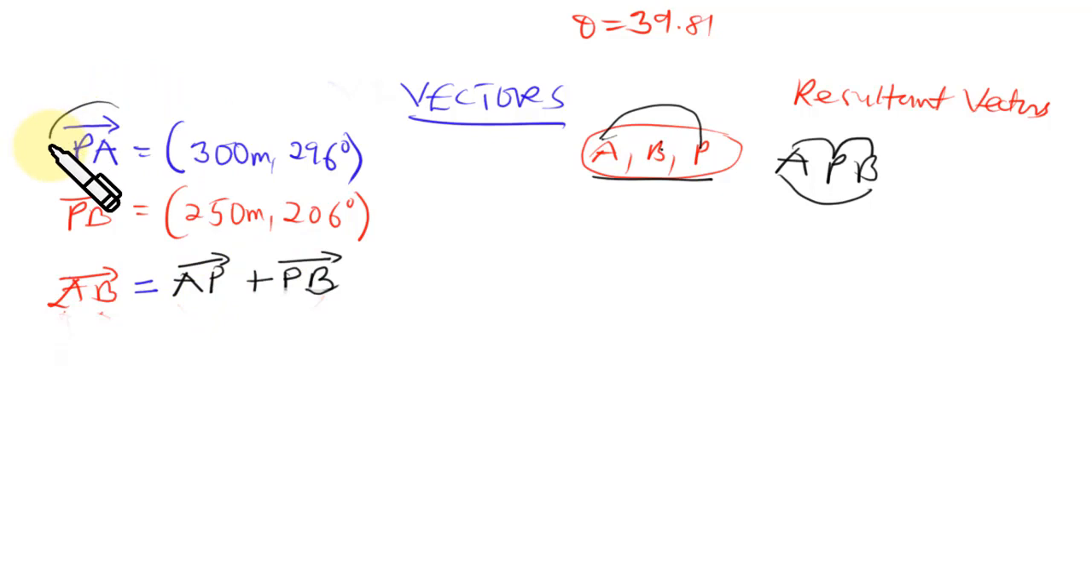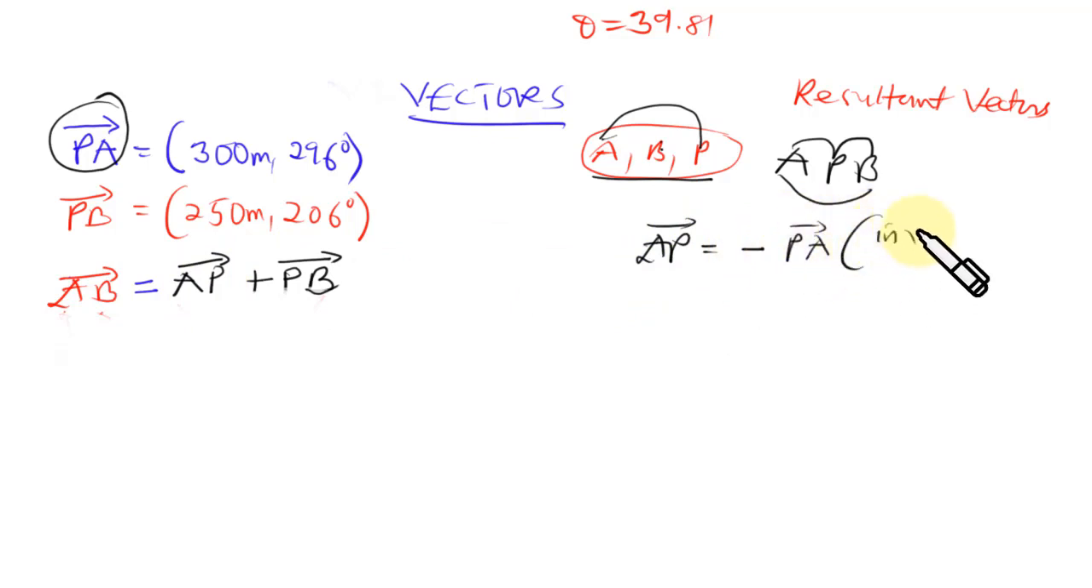Now we have been given the vector PA, not AP. We don't know AP, but we know PA. But let me tell you this, the vector AP, if we want AP is equal to the negative of the vector PA. Now we call this inverse vector, or we call it the negative vector.